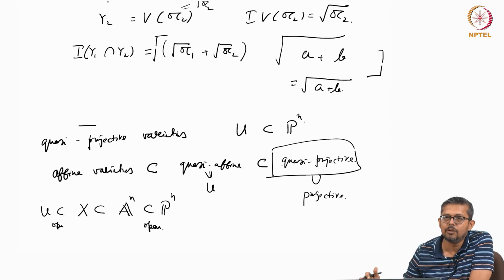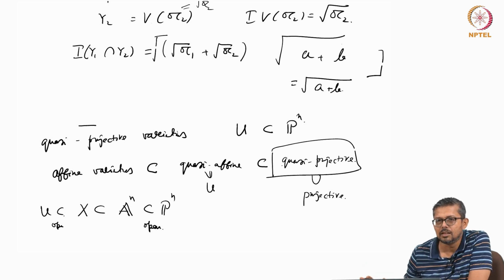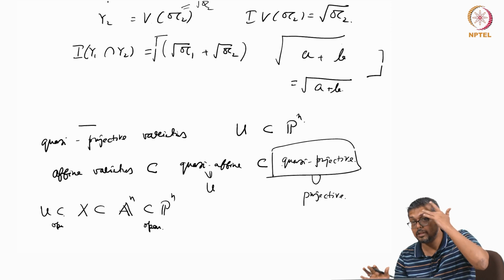So if you understand quasi-projective varieties, then we understand lots of varieties, at least affine varieties, quasi-affine varieties, and projective varieties. So I am saying that in the larger context, quasi-projectives are very general objects, these quasi-projective varieties.